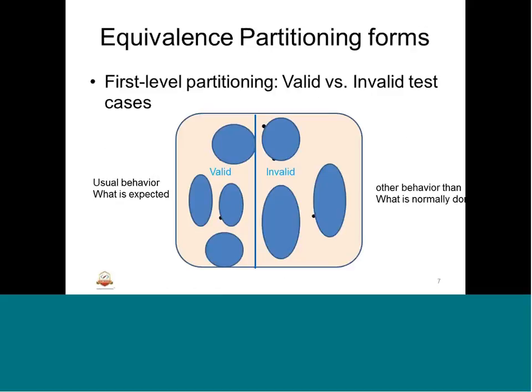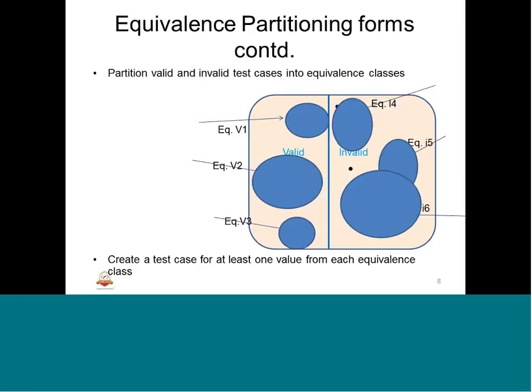So we also studied the first level of valid and invalid test cases. First we are going to define all the test cases, then we are going to have a partition of usual behavior, what is expected for testing those inputs. Those are called valid equivalence partitions. The other one, which is other than the normal behavior, outside the count or whatever it is, is called an invalid partition. And we define the numbers accordingly: equivalent valid 1, valid 2, valid 3, based on the classes, and each class will have at least one test case selected from it.